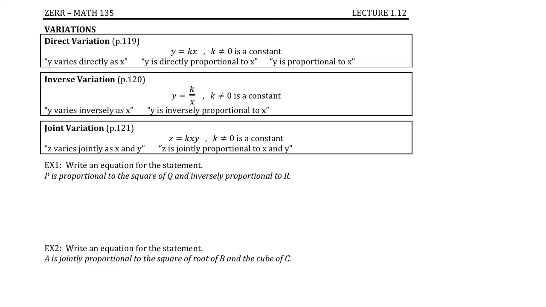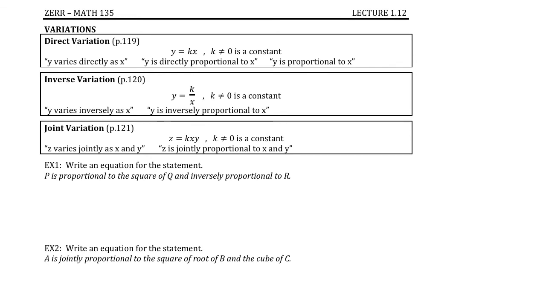So let's look at writing equations having to do with variation. This is a really important way of translating between English and algebra, and it will be useful in a lot of different science, physics, engineering, different classes. So let's get started. All right, we have direct variation.